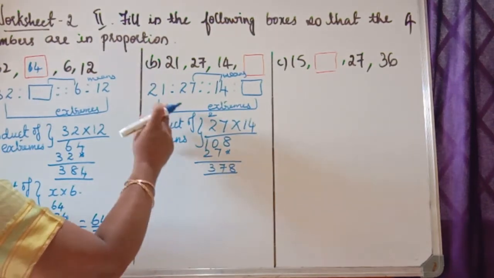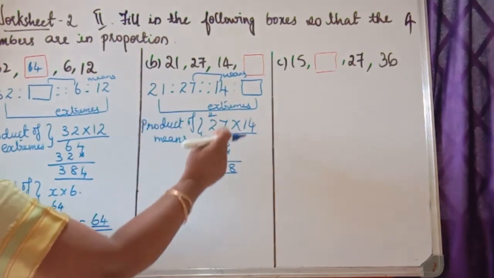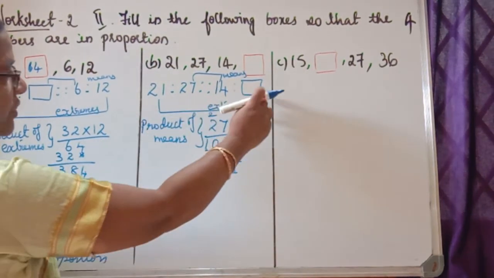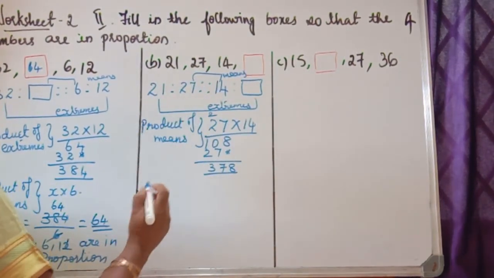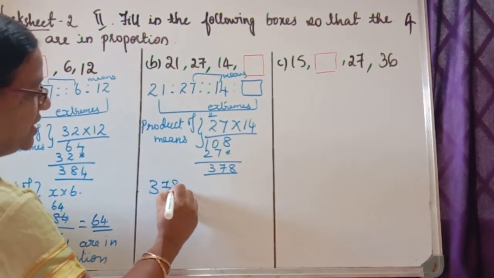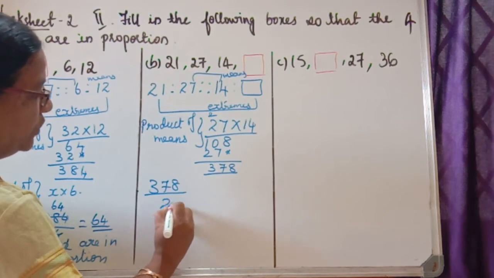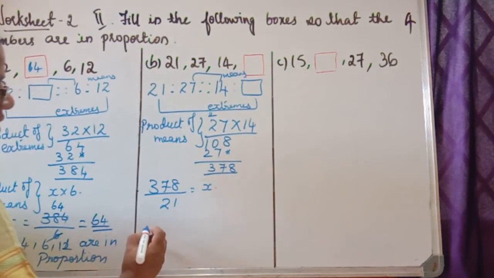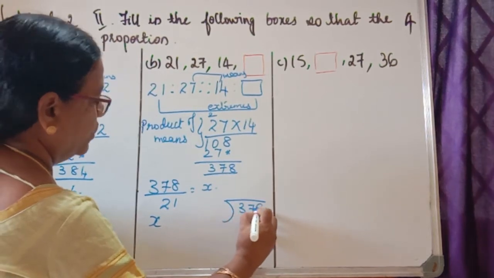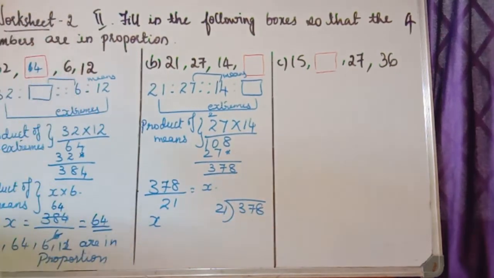In product of extremes we got only one. Now we are going to divide this extreme number with the help of 378. Then we have to find out the other number. So 378 divided by 21 is equal to x. Here if you feel difficult, I'll do it like this. It will be easy to understand.